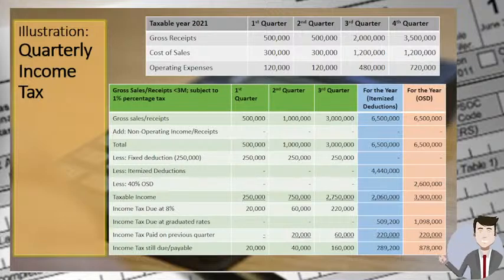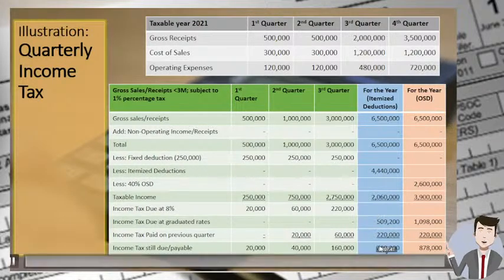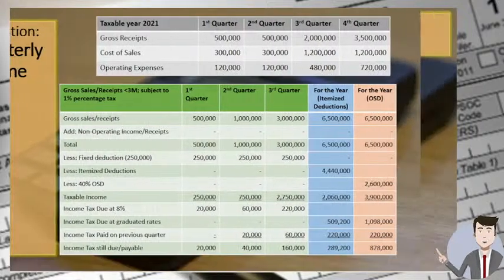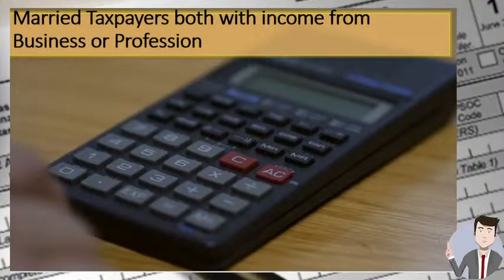Okay? For itemized deduction. Kag kung gusto mo mag-OSD na lang, the amount you will pay is 870,000. Okay. So, let's continue our discussion for married taxpayer both with income from business or profession next meeting.